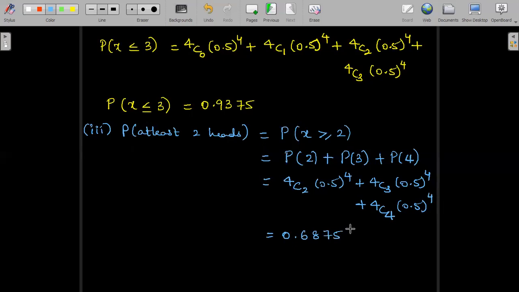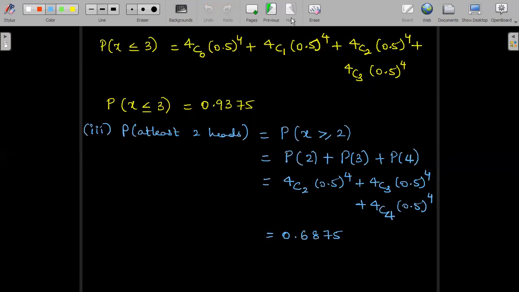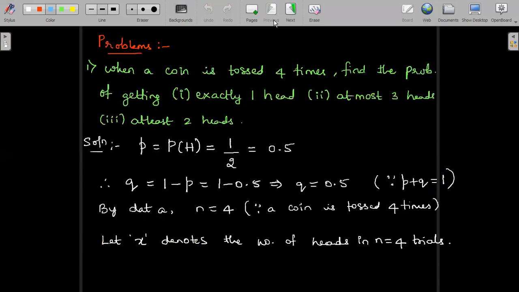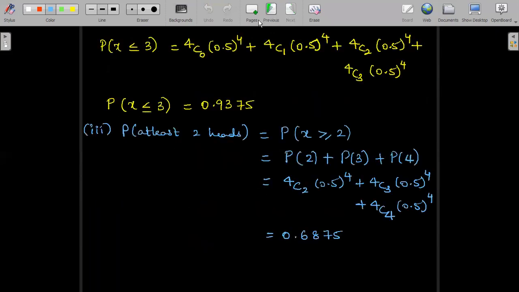0.6875. So remember, probability value lies between 0 to 1. So all these values, when you evaluate, you can just verify for yourself that the values are lying between 0 to 1 only. Probability can at most take the value 1. So this was a simple problem on binomial distribution. Let's take up the next one.